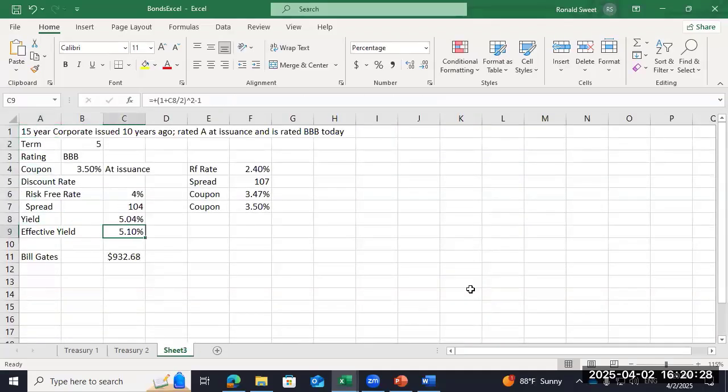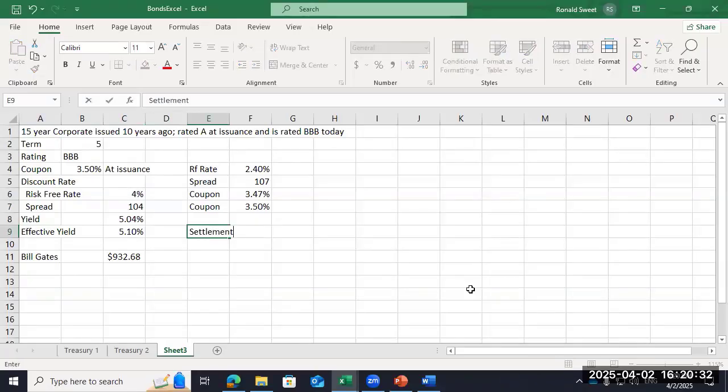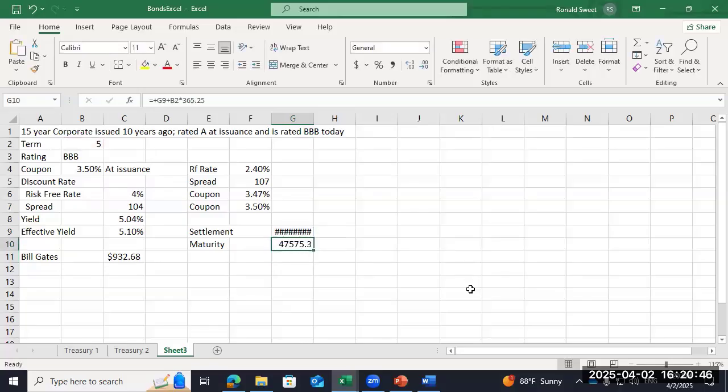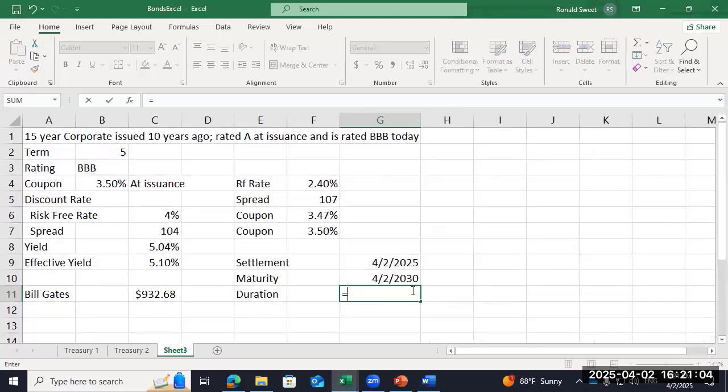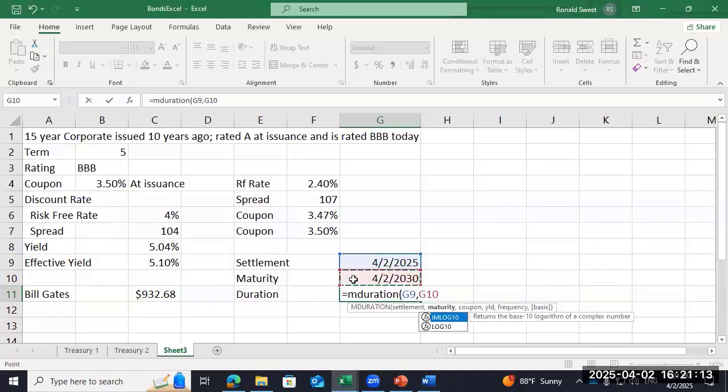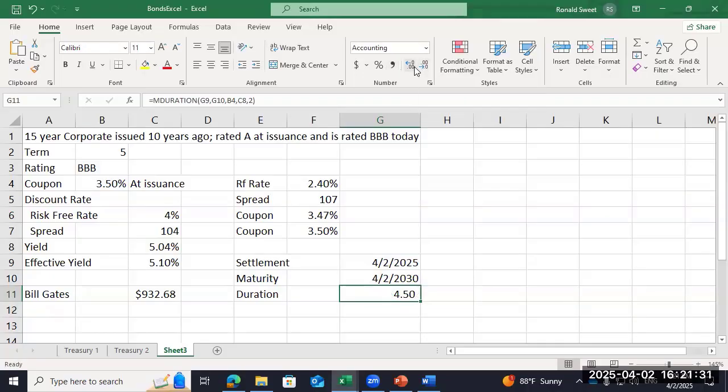So let's try the duration function on this. Let's say settlement is 4/2/2025 and maturity plus it's 5 years, right? So let's try duration. Equal M duration. So the settlement is today. The maturity is in 5 years. The coupon is 3.5. And the yield is 5.04. And the frequency is semi-annually. There's my modified duration. 4.5 years for a 5-year bond.